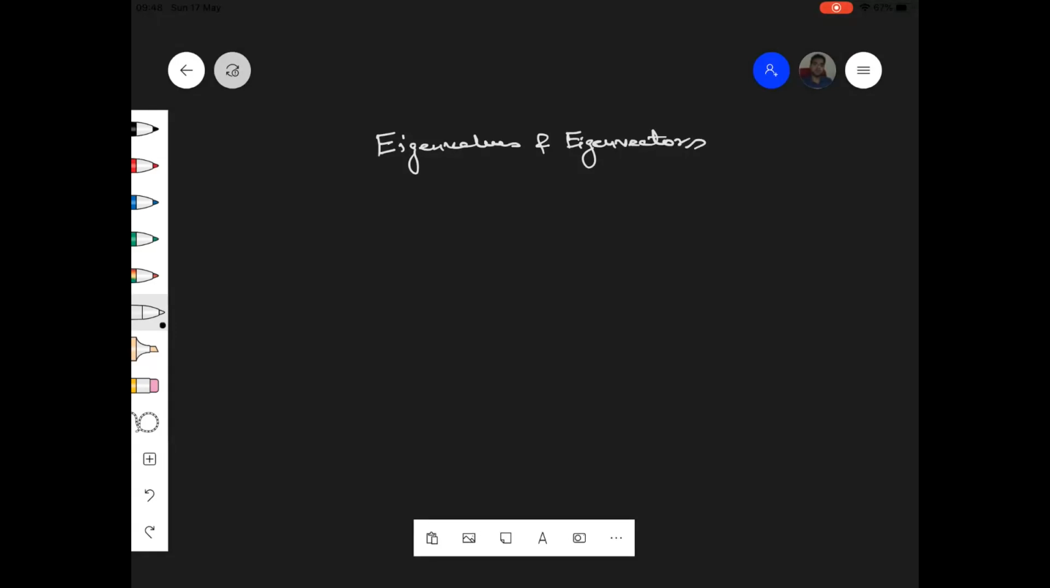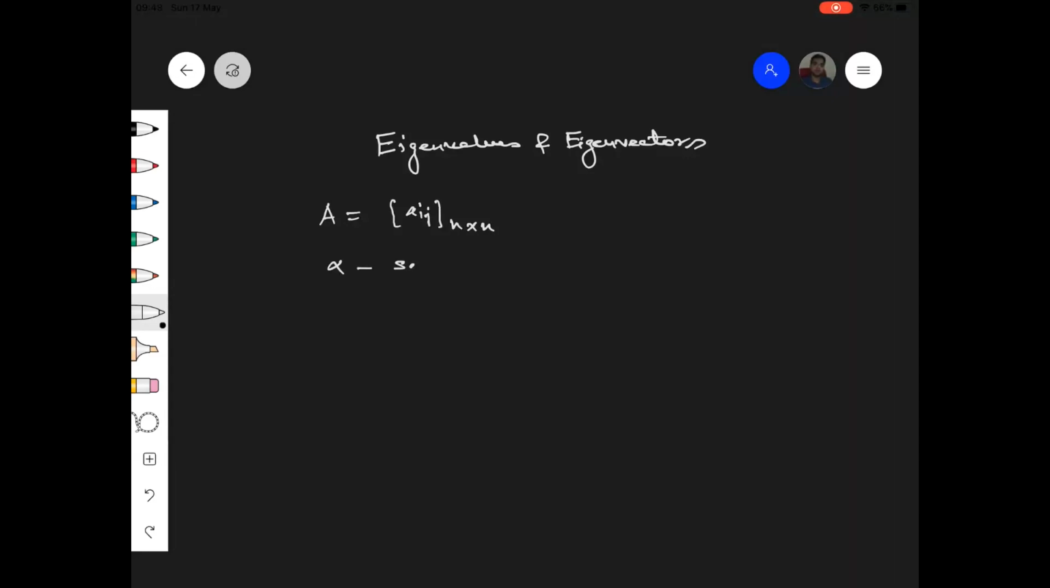Eigenvalues and Eigenvectors. Let A be a square matrix of order n cross n. It has elements Aij. We wanted to introduce the concept of eigenvalues and eigenvectors. Let alpha be a scalar, which may be a real number or a complex number, and x is a column vector which has entries x1, x2, xn, and which is a non-zero vector.